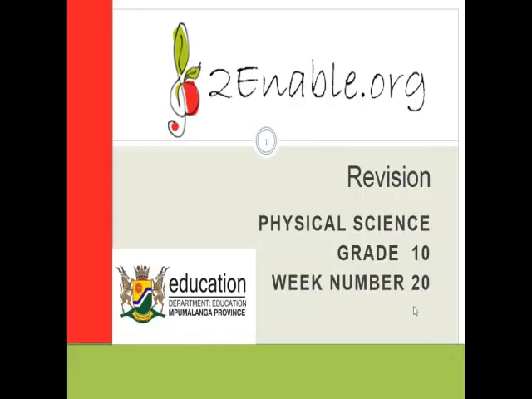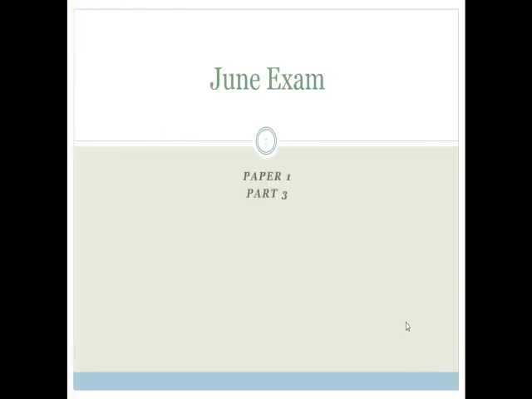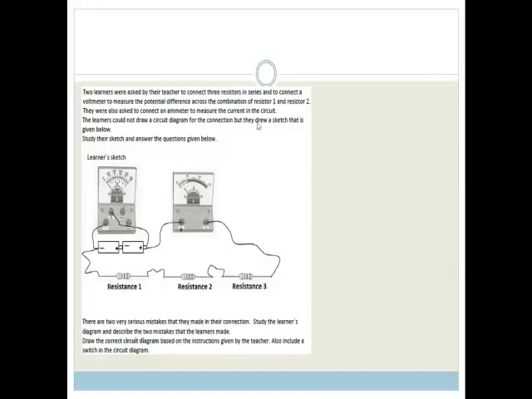Right, grade 10, let's carry on with our revision. We're going to carry on with part 3, and it says two learners were asked by their teacher to connect three resistors in series, 1, 2, and 3, and to connect a voltmeter to measure the potential difference across the combination of resistor 1 and 2.